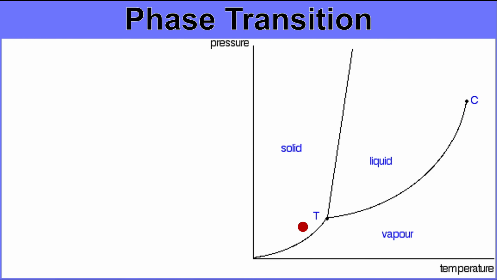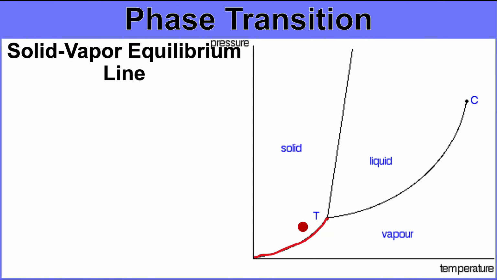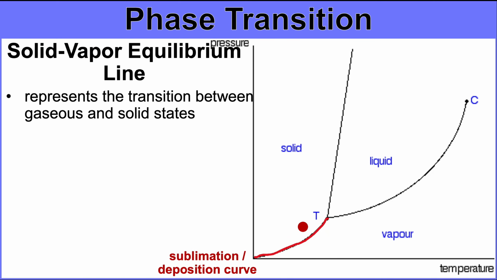Okay, now there is another line here, this one. This represents the solid-vapor equilibrium, so it is commonly known as the sublimation curve or deposition curve. It is the curve on a phase diagram which represents the transition between gaseous and solid states. Now, if the conditions of temperature and pressure fell exactly on this line, you can change directly from solid to vapor or vice versa without going through the liquid phase.